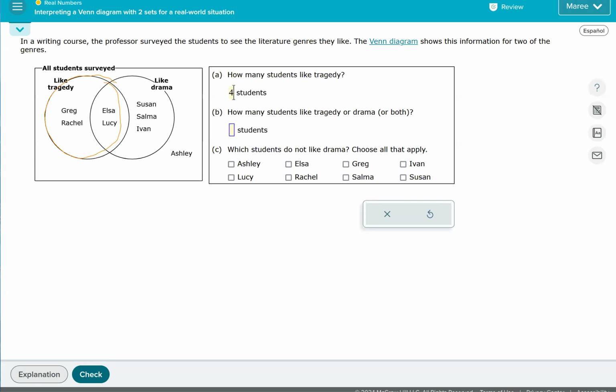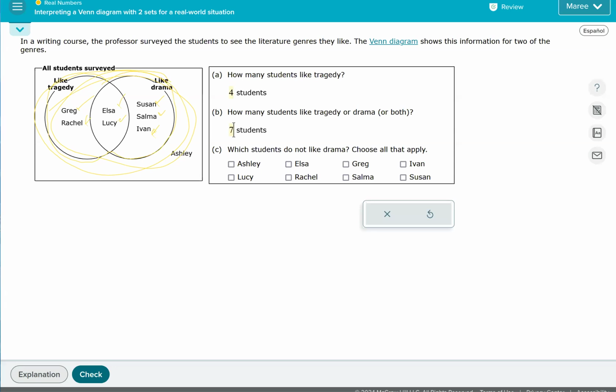How many students like tragedy or drama or both? So in that case, we're going to count up all the students. Wait, let me redraw this so you can see it. Let me pick a color that you could see better. Let's try yellow. Okay. We're actually looking for all the students that are in both circles. It's hard to see with my yellow. So we just count up Greg, Rachel, Elsa, Lucy. That's 4, 5, 6, 7. Susan, Selma, and Ivan. So 7 altogether.